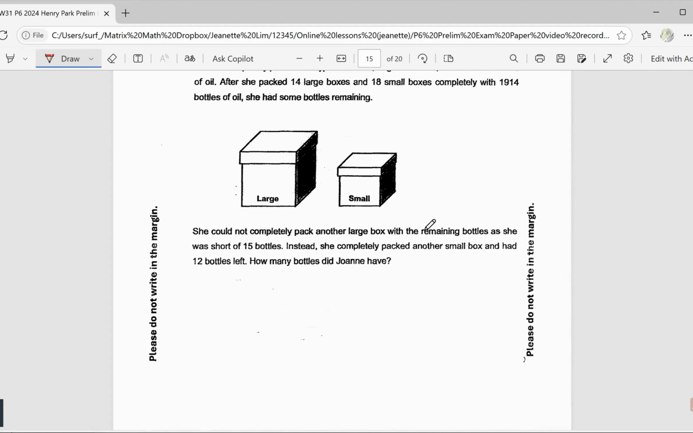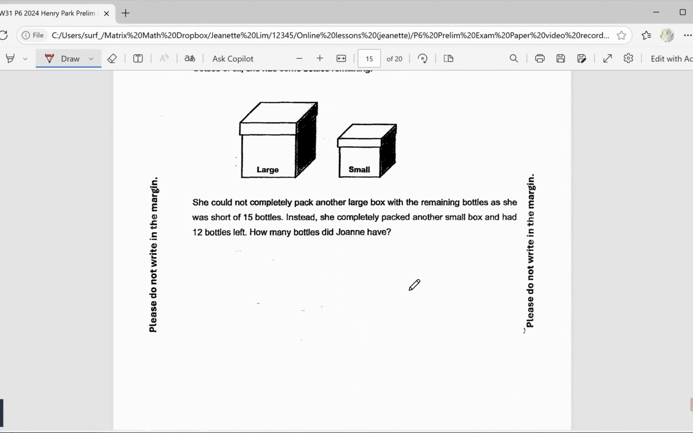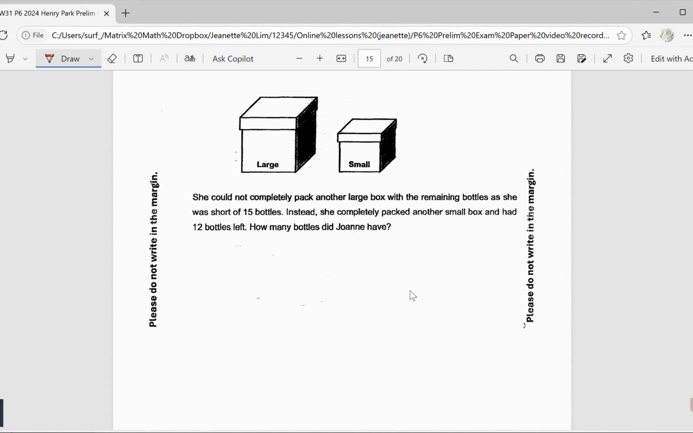Okay, from this part of the question, sounds like there is a shortage, there is a surplus. So it's a shortage and surplus kind of question. Okay, let's draw a model. So there are 2 different scenarios, right? One if she packs the remaining into large. The other is if she packs it into small. So 2 models, 1 for each scenario.